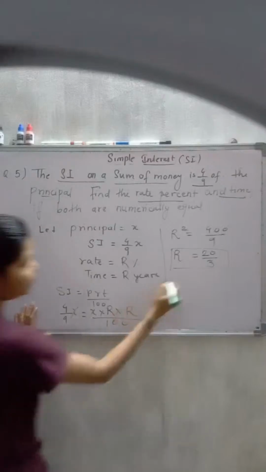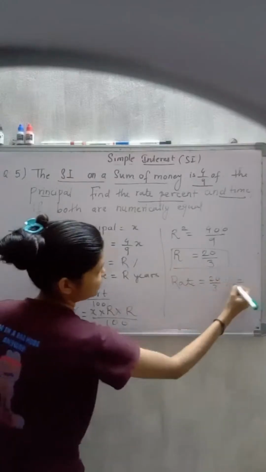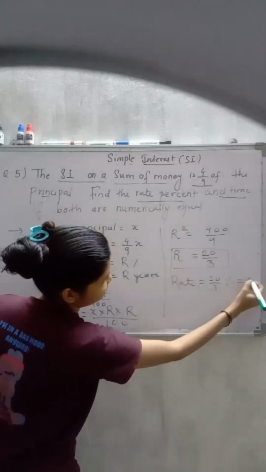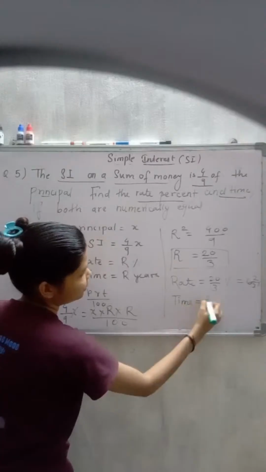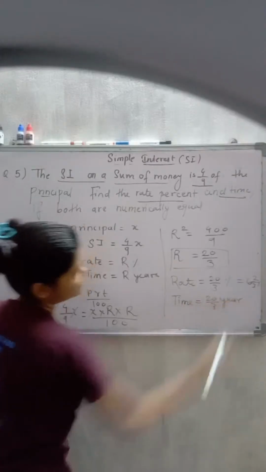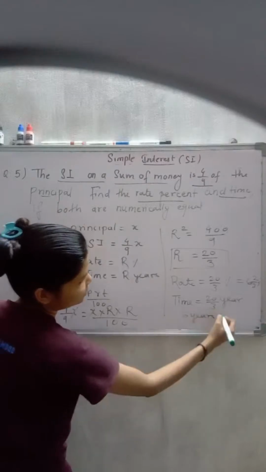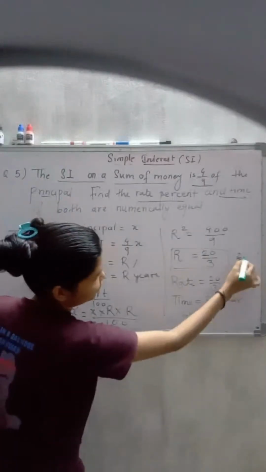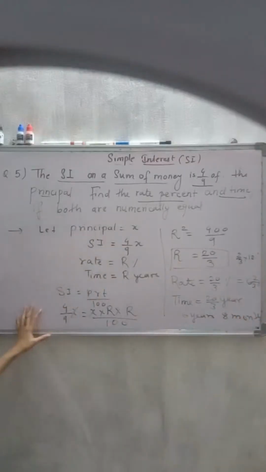So rate of interest will be 20 by 3%. That means 6 2 by 3% rate of interest, and time period will be 20 by 3 of year. 20 by 3 of year means 6 years and 2/3 of an year. 2/3 of an year means 2/3 of 12, 8 months. 6 years 8 months will be the time, and rate will be 6 2 by 3%.